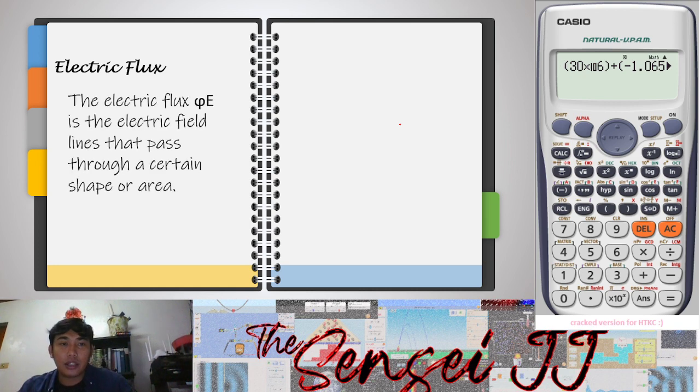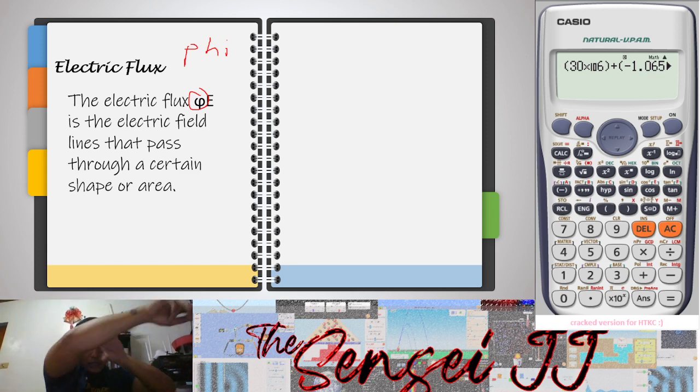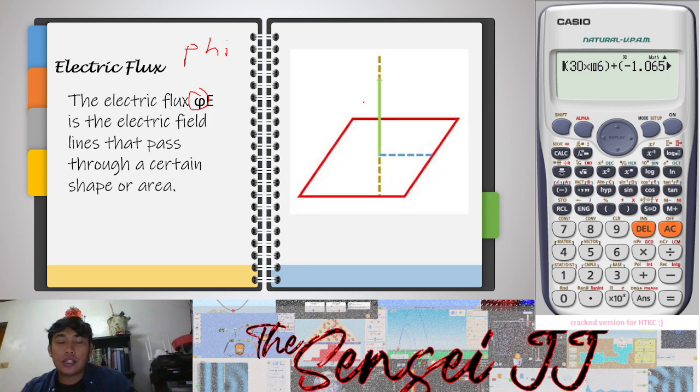So we have here electric flux naman. So electric flux, phi E, this is read as P H I or phi. Okay, that is phi or phi. So phi E is the electric field lines that pass through a certain shape or area. So for example, sa bilog na ito, may magpapass through dito na electric charges. For example, we have here a square. So this is not a trapezoid. Nakahiga lang siya, that's why it looked like a trapezoid.